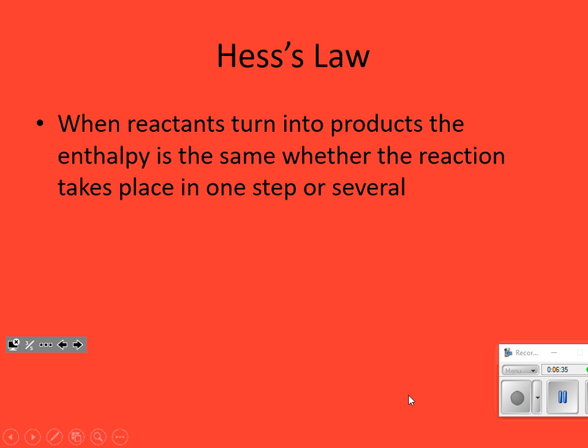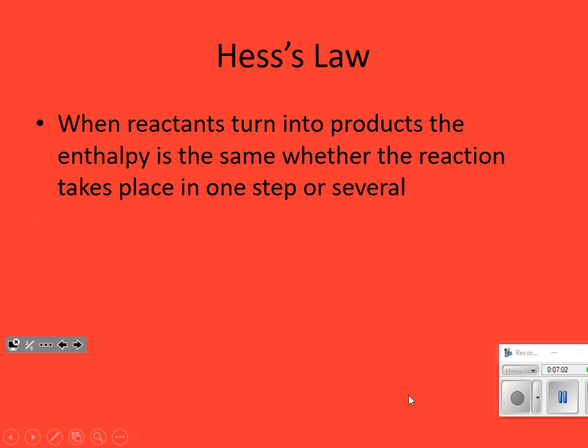Hess's law. Hess's law is going to deal with the second calculation we have to go over today, and this one is a little trickier. Hess's law basically states it doesn't matter how you get from point A to point B. You can do it in one step, you can do it in multiple steps. The key is you have to be able to get from point A to point B.